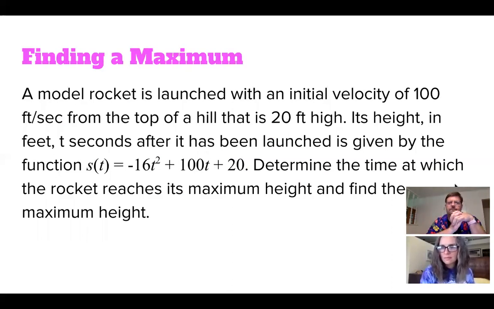with initial velocity of 100 feet per second from the top of the hill. That's a 20 feet high hill. And we have an equation, S of t equals negative 16t squared plus 100t plus 20.